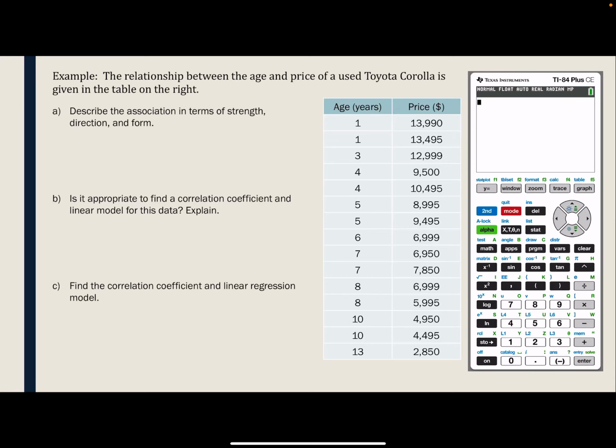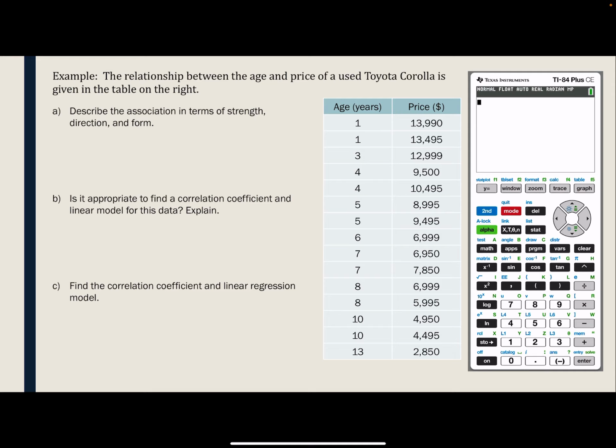Here's another example for Chapter 7. It says that the relationship between age and price of a used Toyota Corolla is given in the table on the right. We want to describe the association in terms of strength, direction, and form. The first thing we want to do, just because we know we're going to go further with this, is decide our explanatory and response variable.